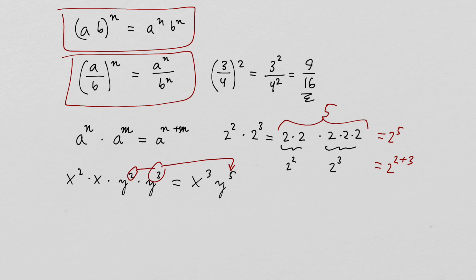What else? 2 to power 1000 times 2 to power minus 999. We can combine the powers. It's 2 to power 1000 minus 999. We get just 2.